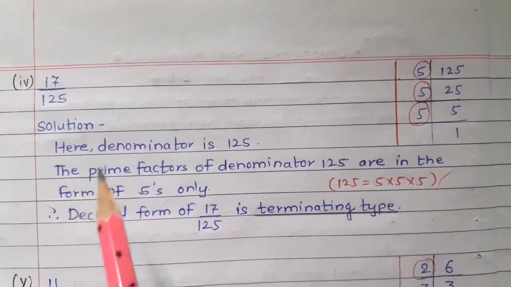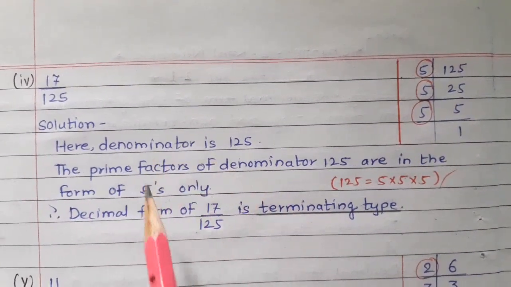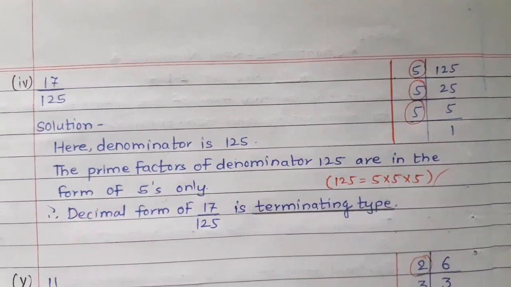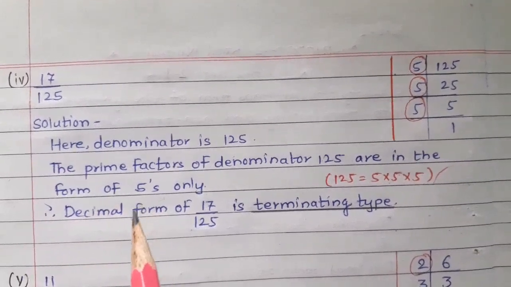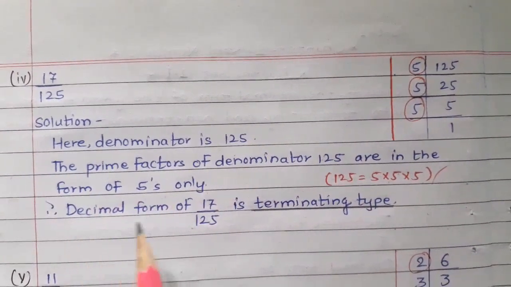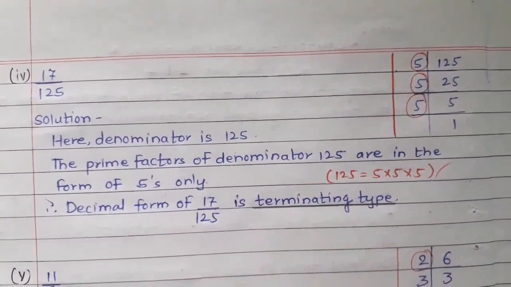We want prime factors of denominators containing 2 or 5 only. Here 5 is there. Then the decimal form of 17 upon 125 is terminating type.